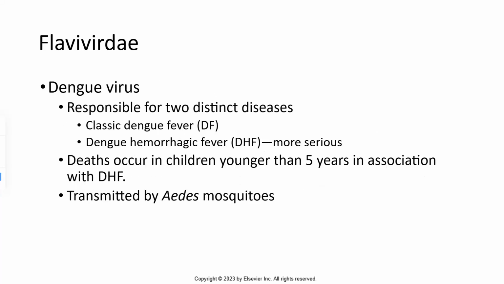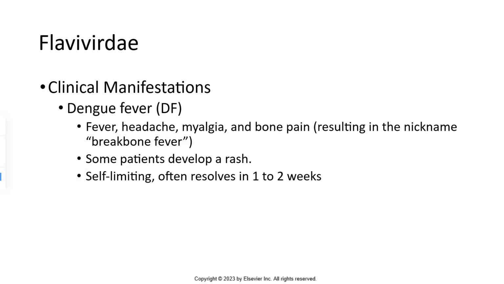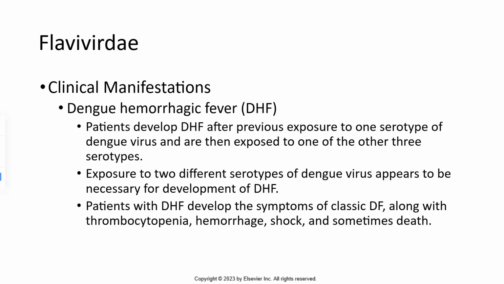Dengue virus, responsible for two different diseases: dengue fever and dengue hemorrhagic fever. Deaths occur in children younger than 5 years in association with dengue hemorrhagic fever, and it's transmitted by Aedes mosquitoes. Dengue fever: headache, myalgia, bone pain, resulting in the nickname breakbone fever. Some patients develop a rash. Self-limiting, often resolves in 1 to 2 weeks.